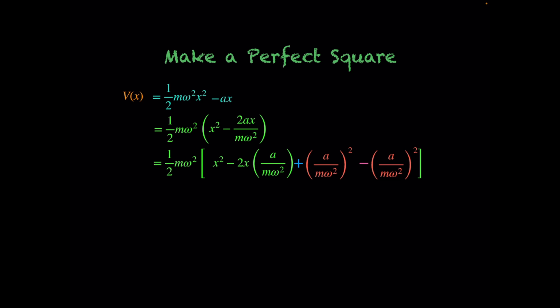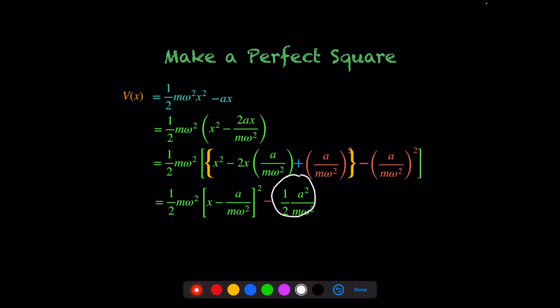Now this term, x square minus 2a by m omega square x, and all this makes a square quantity. So put it in a square, and you have the square term x minus a over m omega square, and with that you have an extra term. This will be half of a square by m omega square. So this is your constant term, remember it. Moving forward, this term x minus a by m omega square, we will treat as a separate variable.